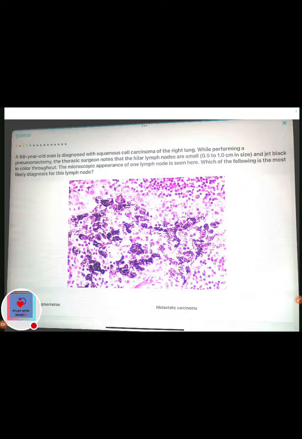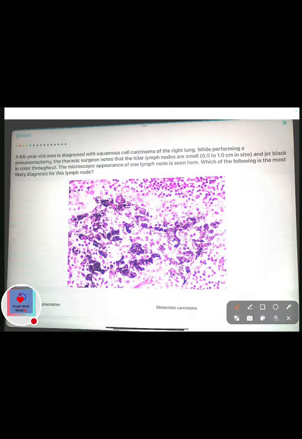While performing a pneumonectomy, the thoracic surgeon notes that the hilar lymph nodes are small, that is 0.5 to 1 centimeter in size, and jet black in color throughout. The microscopic appearance of one lymph node is seen here. Which of the following is the most likely diagnosis of the lymph node?